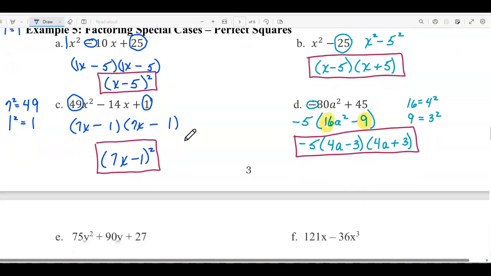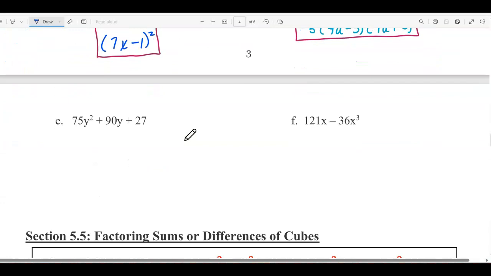Let's cover one more of each of these examples. So part E is three terms. It does not appear initially to have any perfect squares. So I'm first going to find out, is there a GCF? So remember, that should always be our first technique. So use your calculator. We cannot divide 2 in, but when we try 3, we do see that 3 works. So I'm going to factor 3 out of everything to get 25y squared plus 30y plus 9.